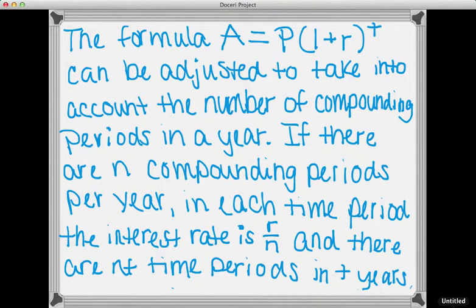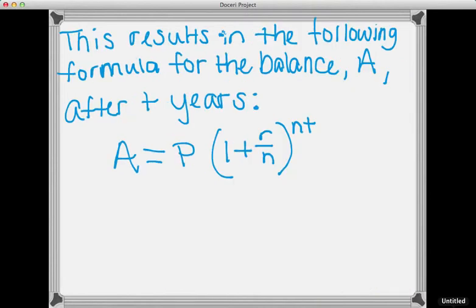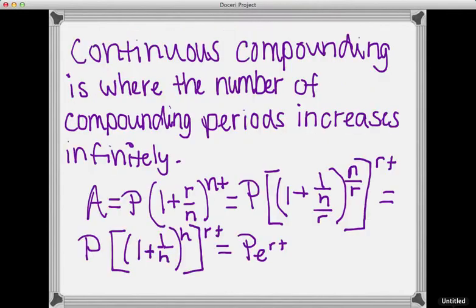The formula A = P(1 + r)^t can be adjusted to take into account the number of compounding periods in a year. If there are n compounding periods per year, in each time period the interest rate is r/n, and there are nt time periods in t years. This results in the following formula for the balance A after t years.